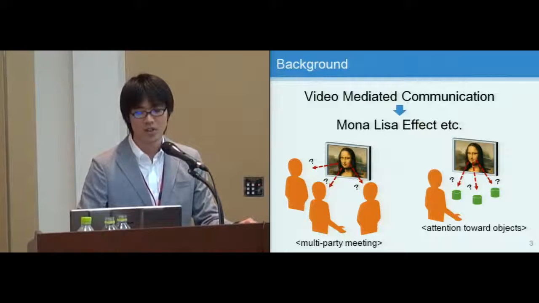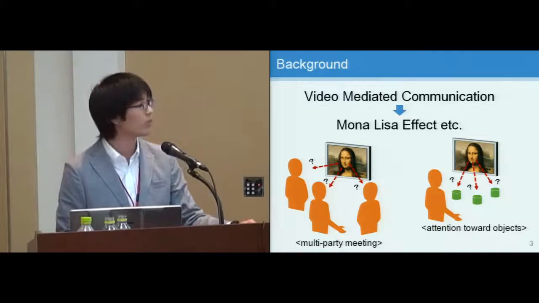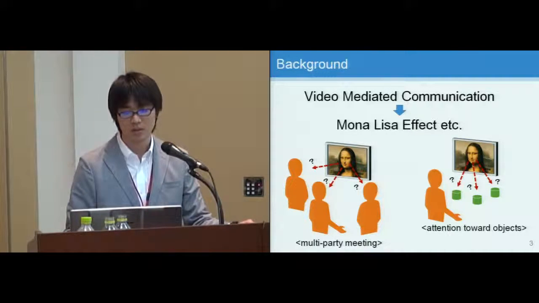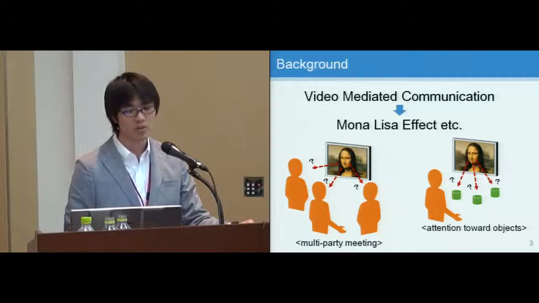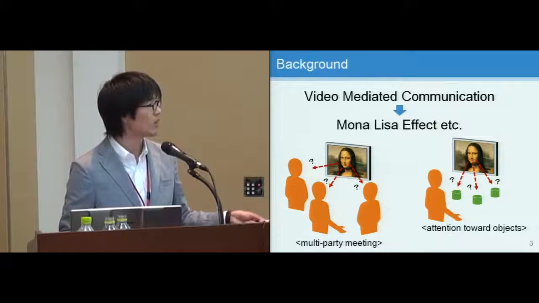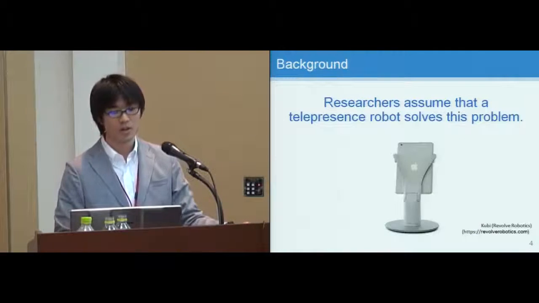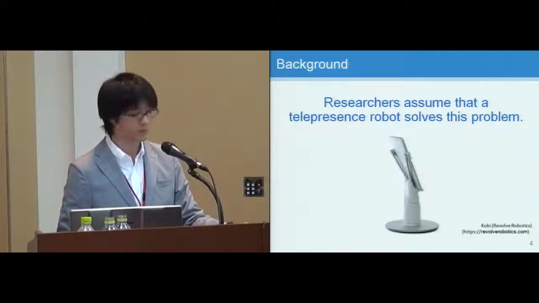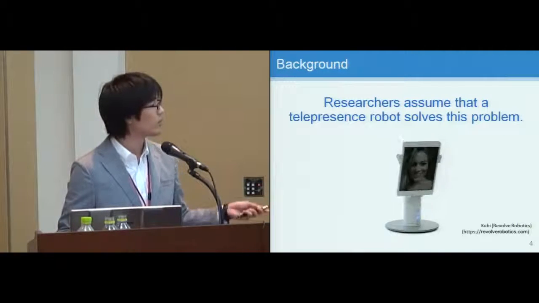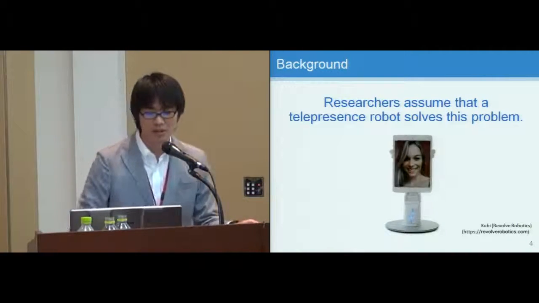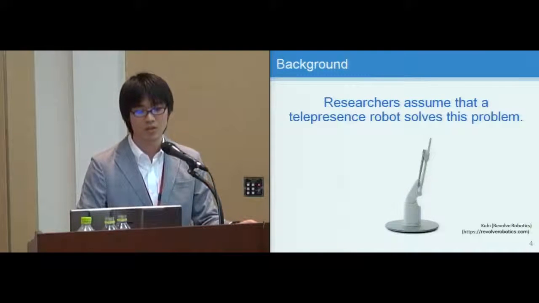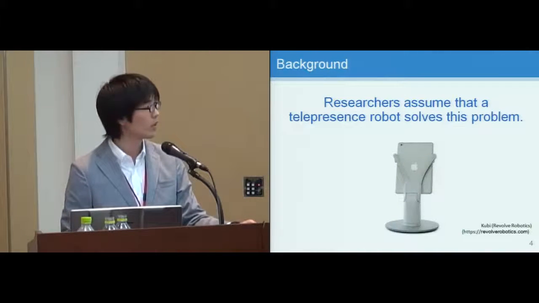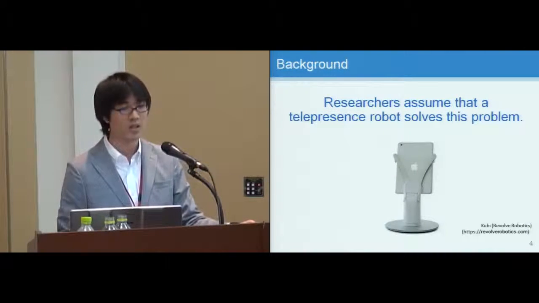During a multi-party meeting, it is hard to tell who the remote participant is looking at. Even when there is only one person in the local site, it is hard to tell which object the remote participant is looking at. Researchers tend to assume that a telepresence robot solves this problem. This is an example. A remote participant can look around by rotating the face display unit, and it seems that the orientation of the face display is effective in showing the remote participant's gaze direction.